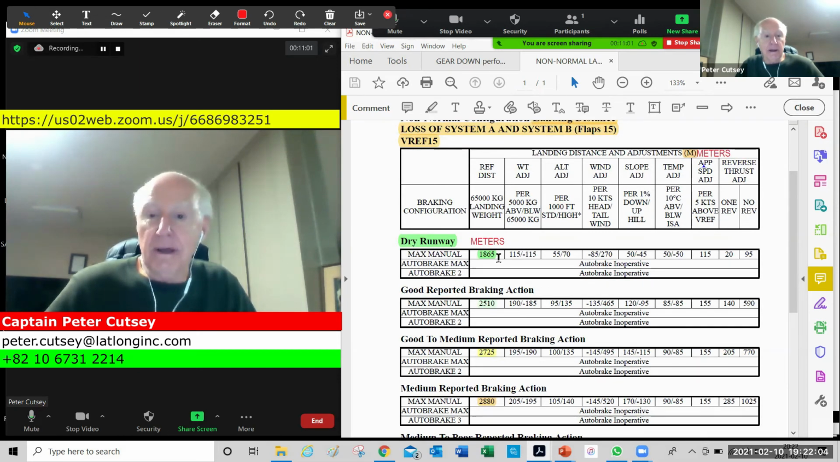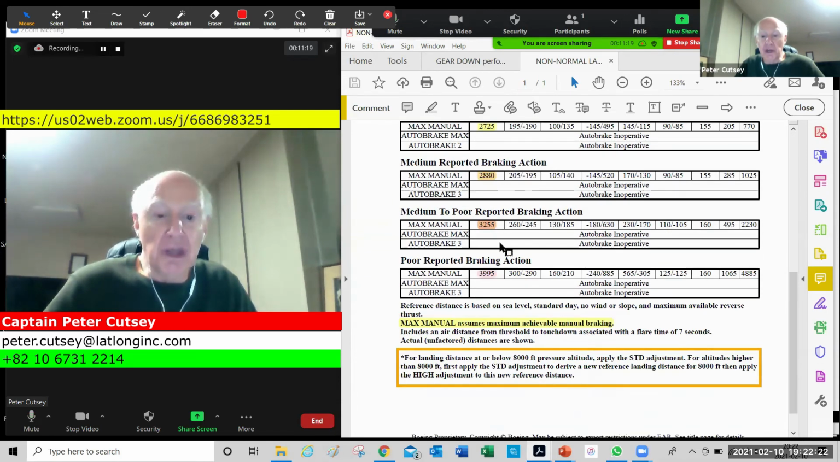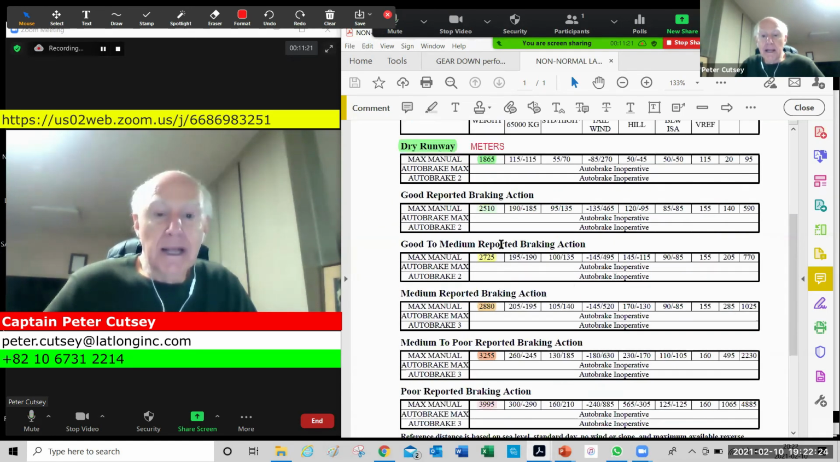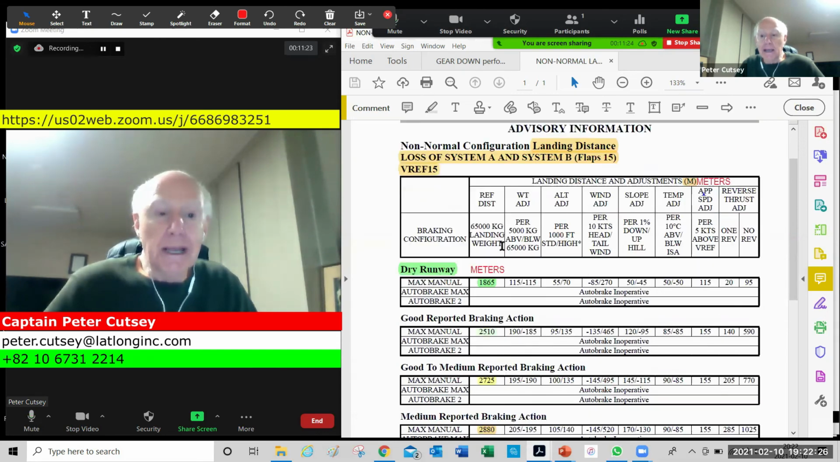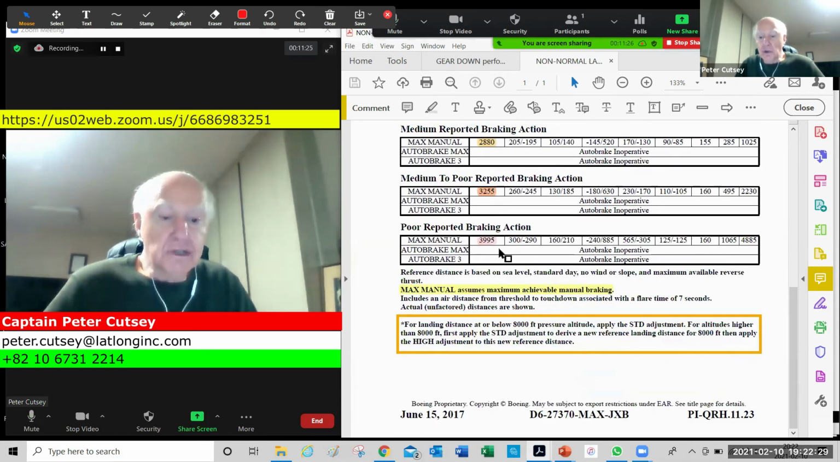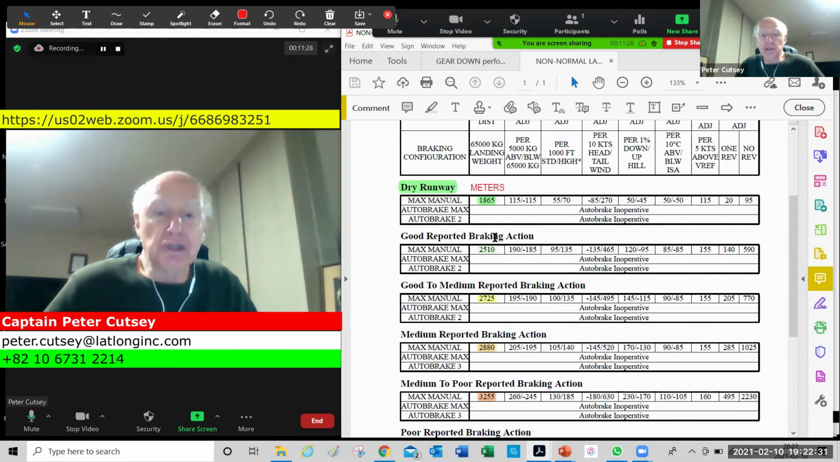A lot of your Jepp charts are in feet, and Lido are in meters, and there may even be tailored Jepps to meters, whatever. But just be careful you know what you're using, whether meters or feet. And here's your dry runway requirement. And so here's the chart that you're going to use and talk about with respect to your landing distance. So those are the items that I was talking about in my previous videos.